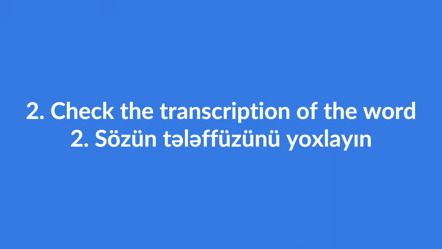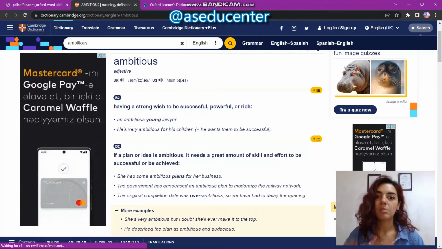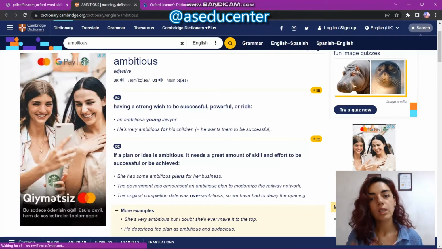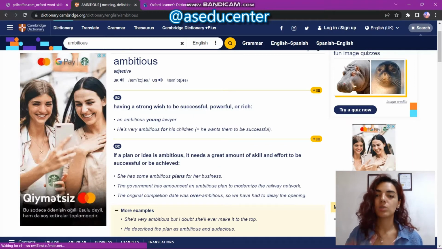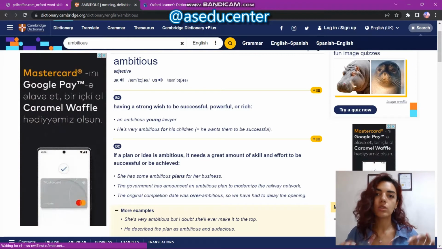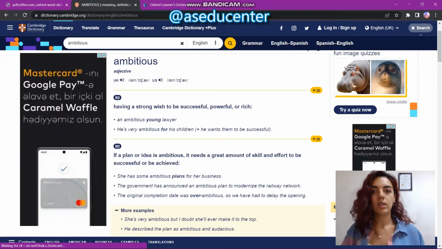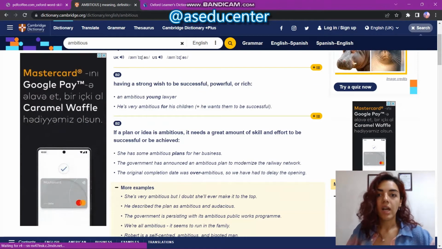When you check the pronunciation, please be sure that you choose the correct accent. So if you have an American accent, you should only click US. If you use the British accent, you should use UK. Don't listen to both of them, otherwise you'll be confused. Only choose the one that you are currently using, right?